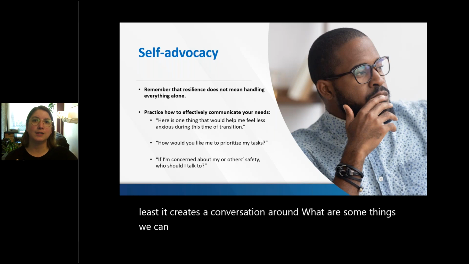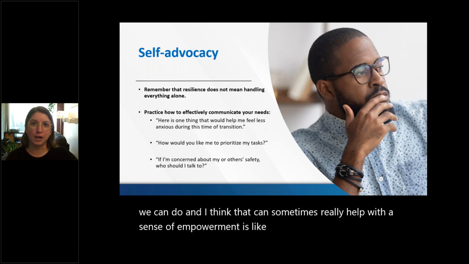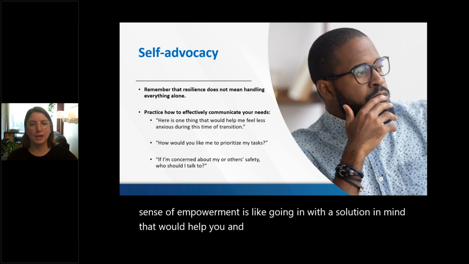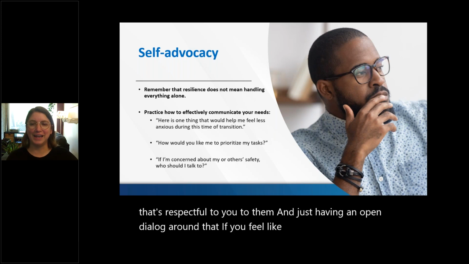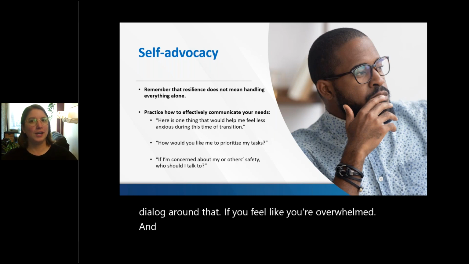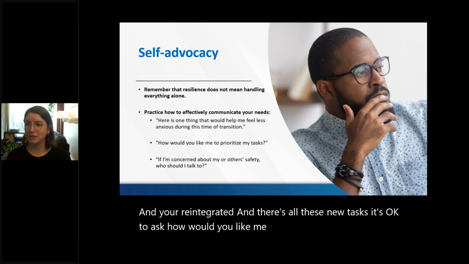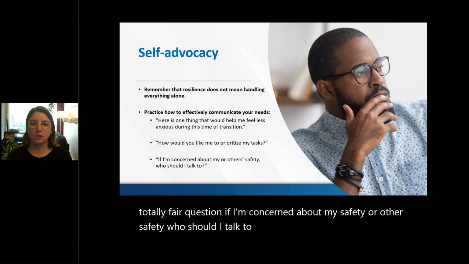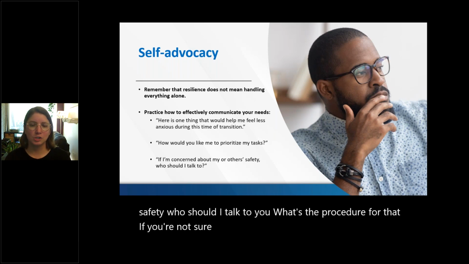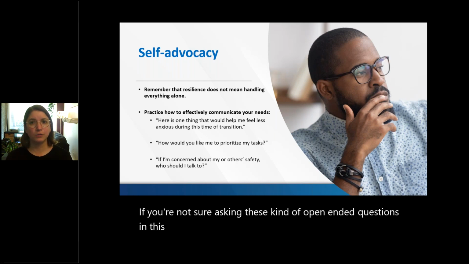And I think that can sometimes really help with a sense of empowerment, going in with a solution in mind that would help you, and then advocating for that in a way that's respectful to you, to them, and just having an open dialogue around that. If you feel like you're overwhelmed and you're reintegrated and there's all these new tasks, it's okay to ask, how would you like me to prioritize my tasks? That's a totally fair question. If I'm concerned about my safety or others' safety, who should I talk to? What's the procedure for that? If you're not sure, asking these kind of open-ended questions in this way gives you information.